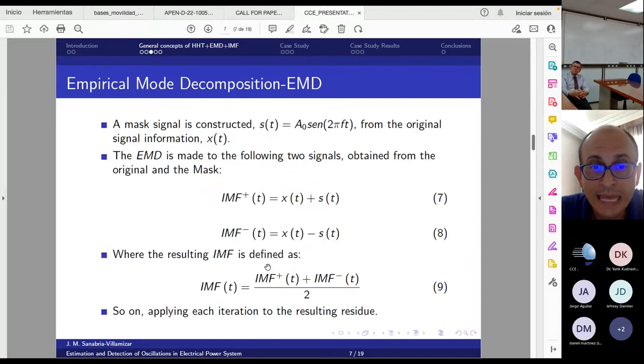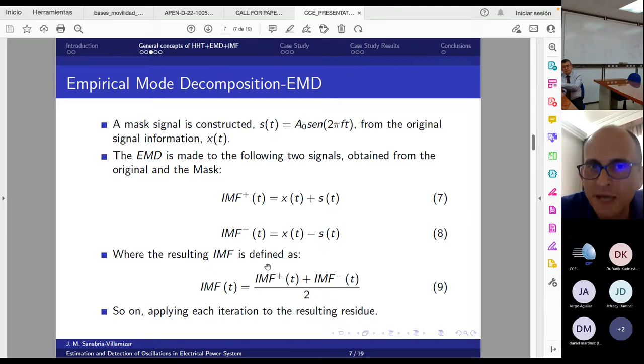The idea with the empirical mode decomposition is that we need to calculate the intrinsic mode functions. The intrinsic mode functions are the components at different frequencies that we may see in the systems. For example, if I have a normal frequency of 60 hertz, which is the common frequency in our power systems, it's possible to detect close frequencies, for example 62 hertz or 58 hertz.